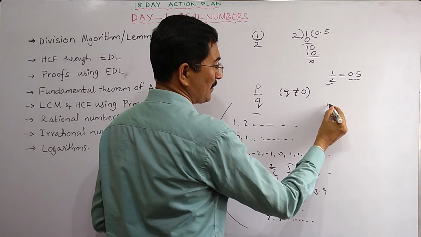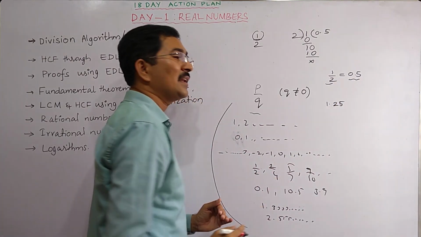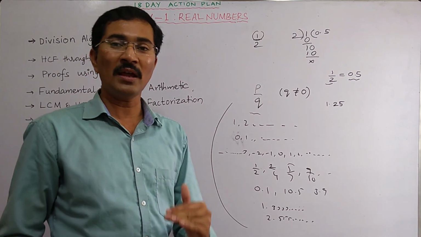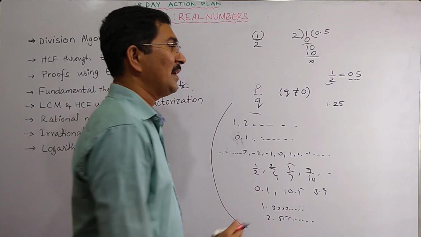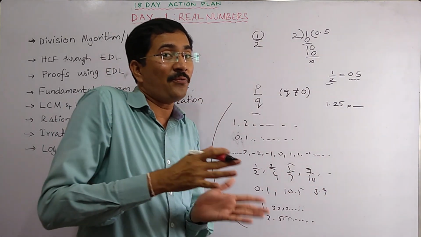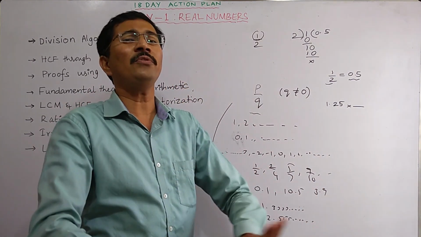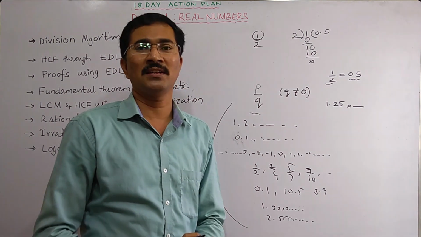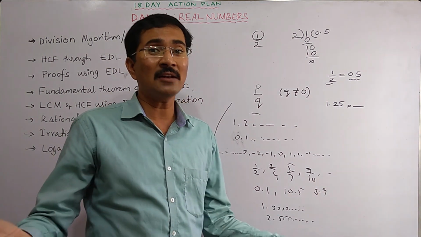For example, if it is 1.25, how can we convert it into a fraction? Let us see. You have to multiply it by some fraction, because you have to make it a fraction, multiply it by a fraction. Why? What fraction? And if you multiply, its value may also change.